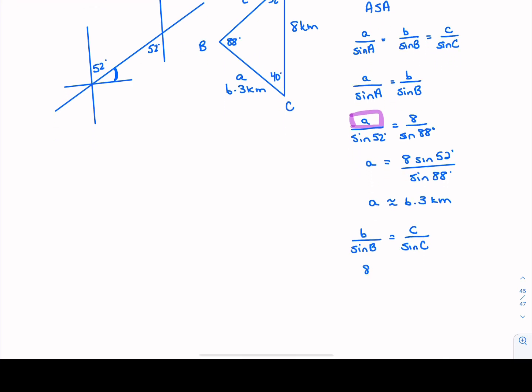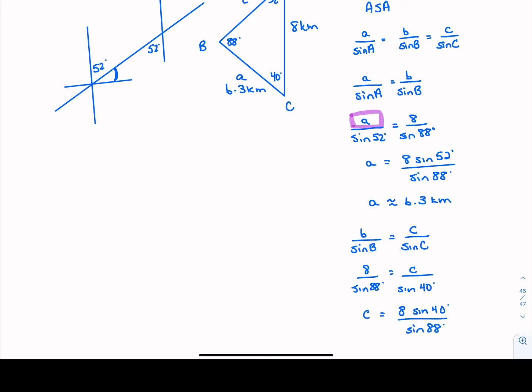So we'll have 8 divided by the sine of 88 degrees, equivalent to side c, which is an unknown, divided by the sine of angle C, or 40 degrees. So once again, to get c isolated, we're going to take 8, multiply that by the sine of 40 degrees, and then divide by the sine of 88 degrees. So again, be careful when you cross multiply and divide.